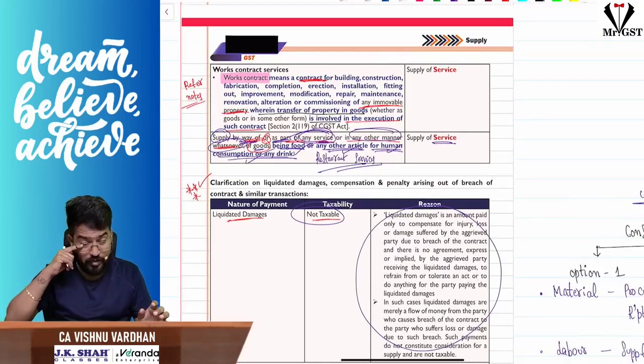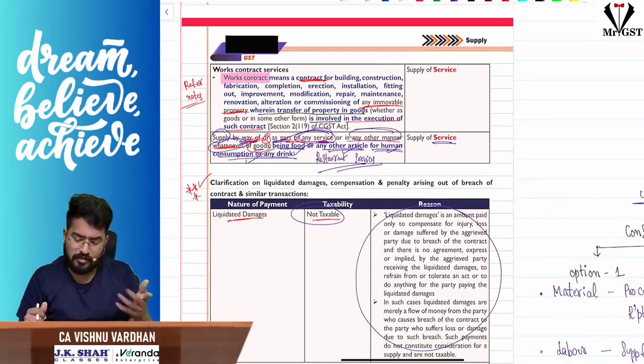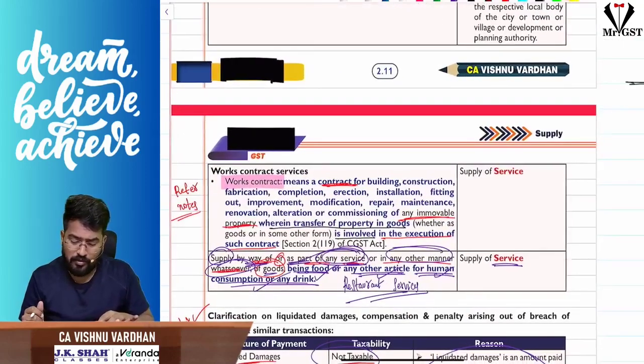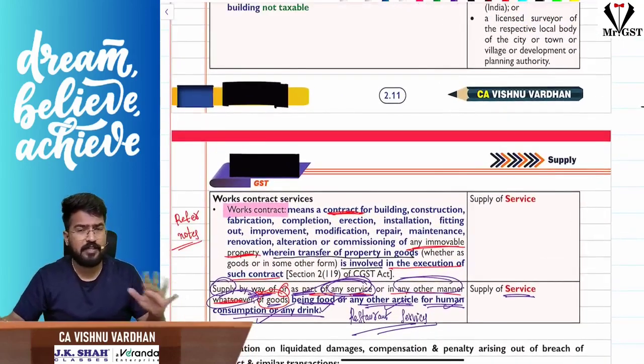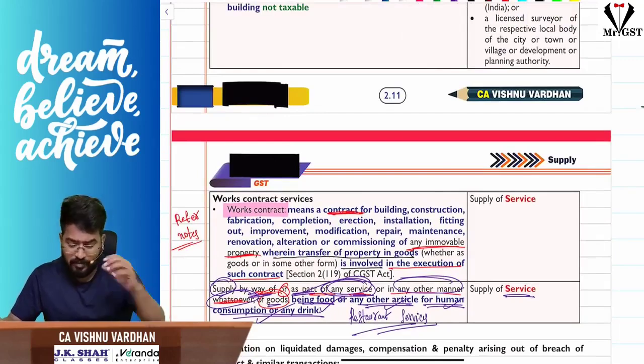Next, supply of food and beverages. The restaurant services, supply of service only. So that is also schedule 2, last point. Okay, so with this we are done with schedule 2, except that some clarifications below.